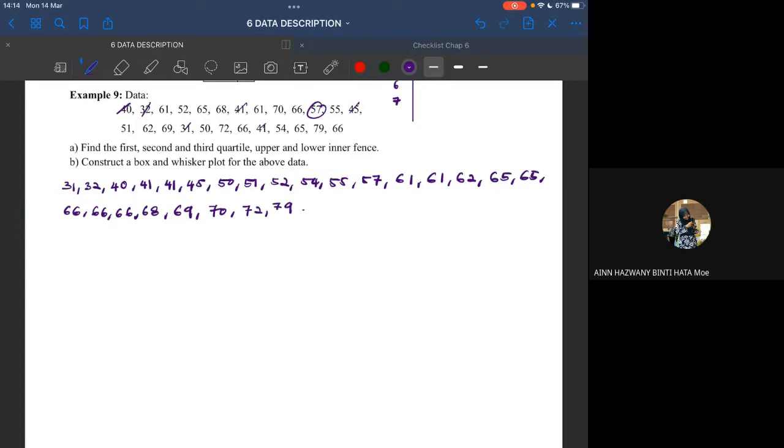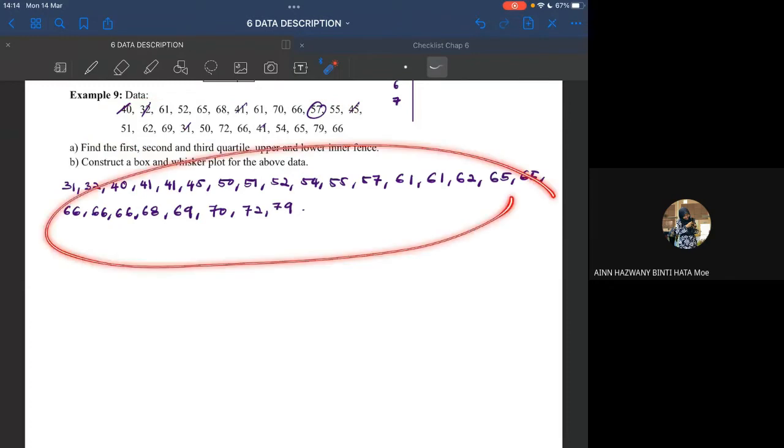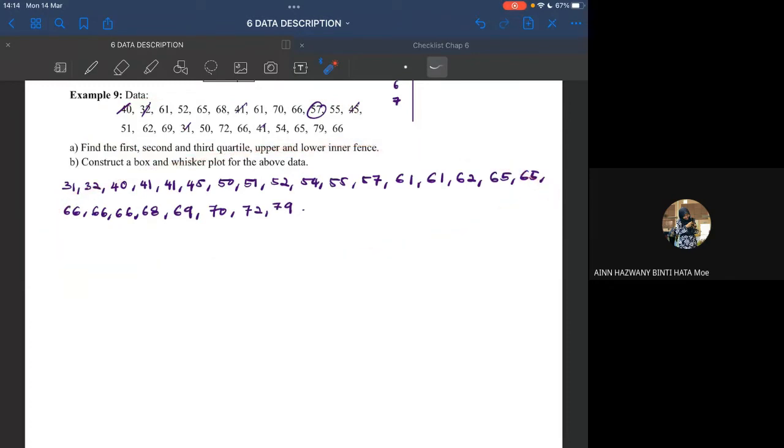Alright. Okay, so that is our data in ascending order. Make sure kira balik semua yang ini, so that kamu tak tertinggal satu pun data kamu. Which is here we have n is equals to 25.